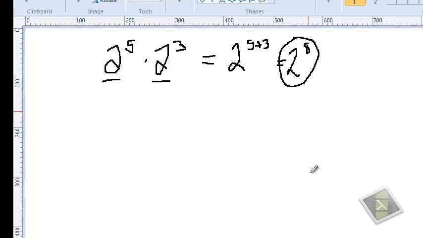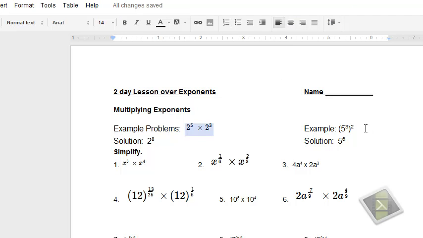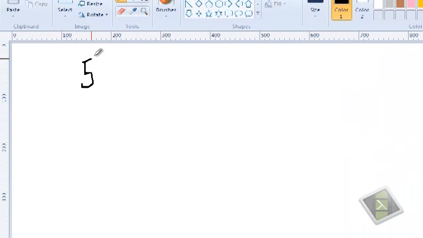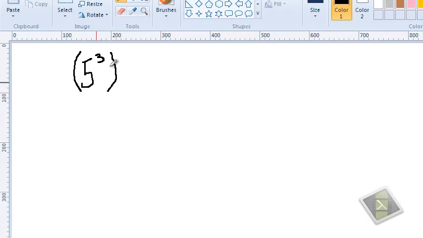So that's the first thing we're looking at, 2 to the 5th times 2 to the 3rd, and that's where the 2 to the 8th comes from. Again, you have the solution. This is just explaining how to get there. As we come back to our next example, we have this problem off to the right. We have 5 to the 3rd, and we're going to square 5 to the 3rd.